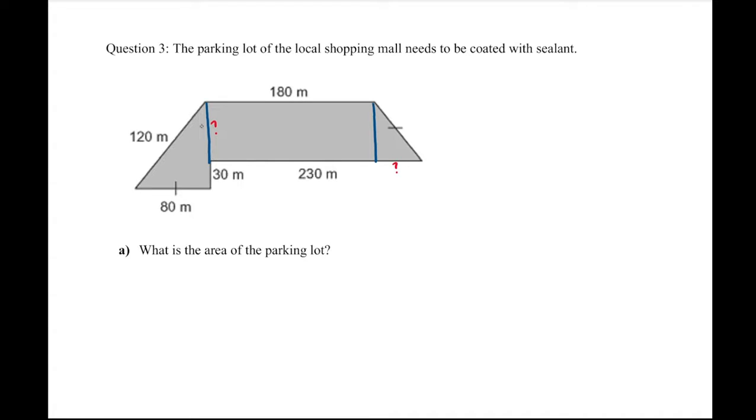The main thing I'm missing is this height, that distance, because that prevents me from calculating the area of the 2 triangles. I can easily figure out this measurement down here because this entire distance is 230 meters. This portion up here is 180. So that means that the difference over there has to be 230 minus 180.